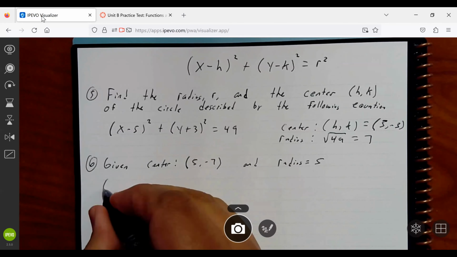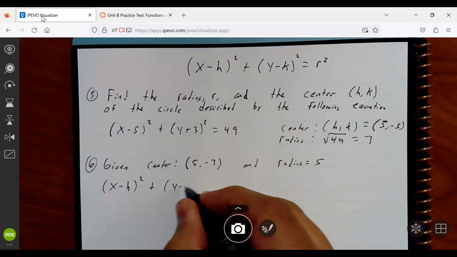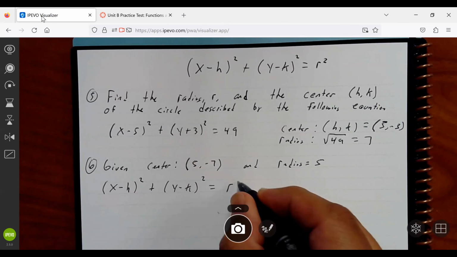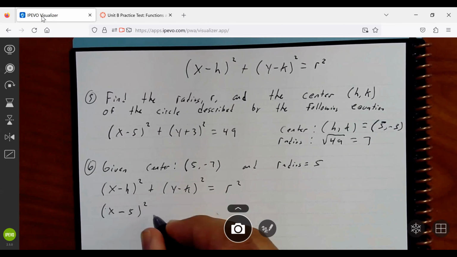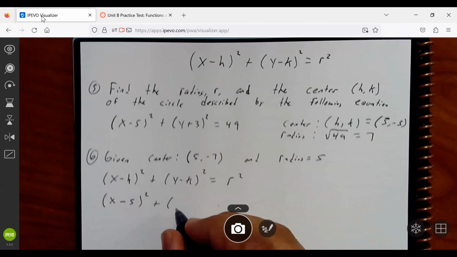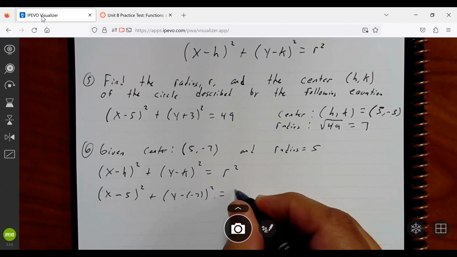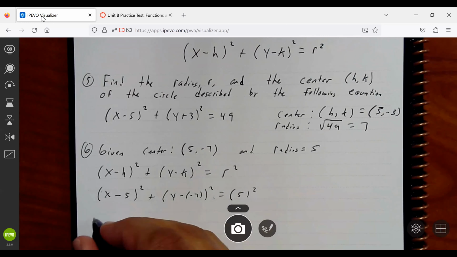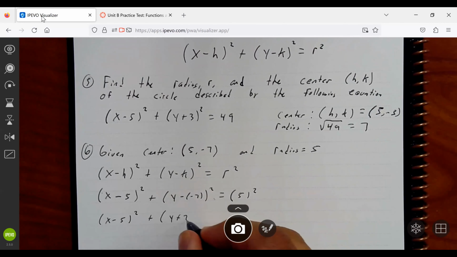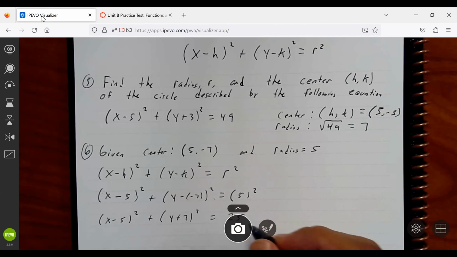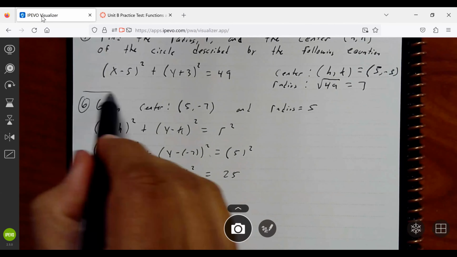So the standard form we know is (x minus h) squared plus (y minus k) squared equal to r squared. So plug in: x minus 5, plus, this is why the signs become opposites, right? y minus a -7. And that's it. That's all they want. Any questions on 5 or 6 so far?